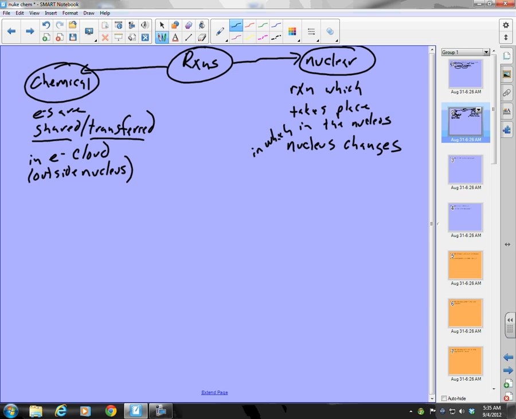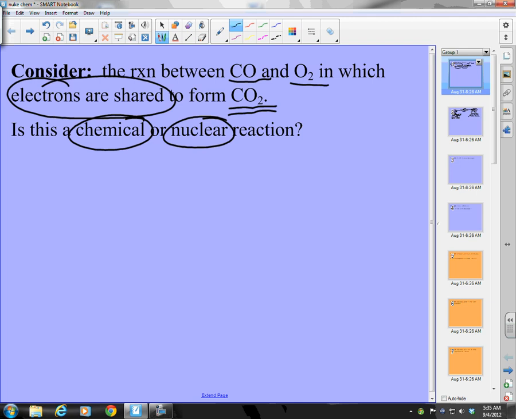Good. So do we have enough to answer this question here? We have a reaction between CO and O2, and what do we notice? Electrons are shared. Aha, electrons are being shared. That means this is a chemical reaction. Good. So that's how we can tell the difference between a chemical reaction and a nuclear reaction, right? We have electrons reacting, transferring, being shared versus a nucleus being transformed or losing energy.